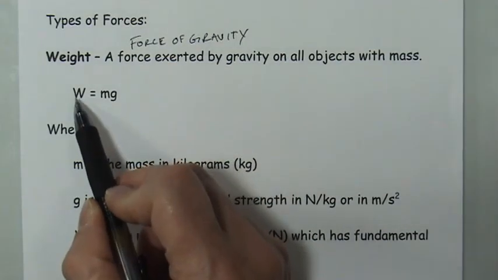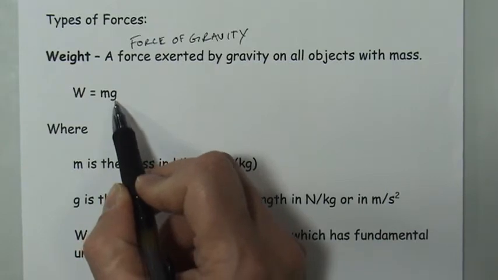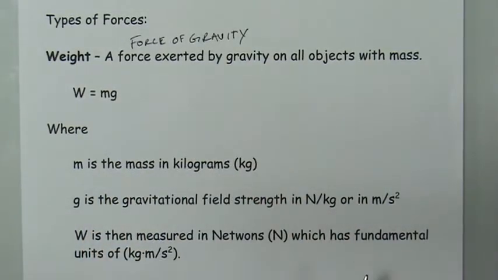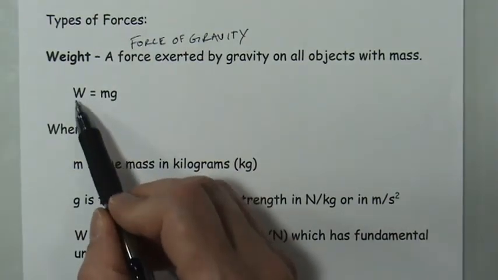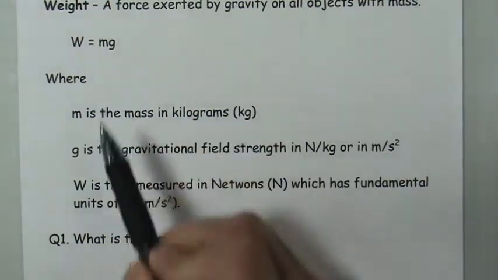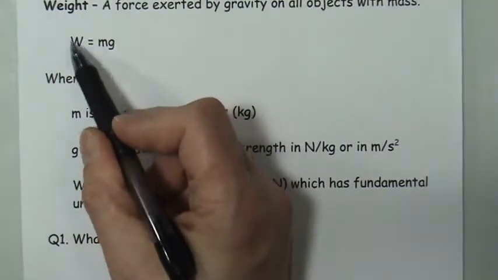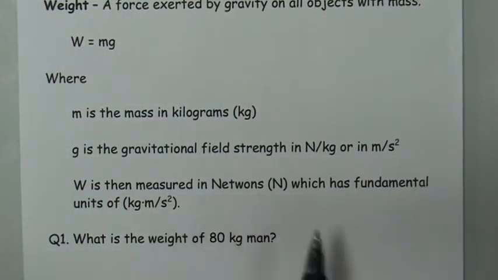So weight, which is a force, is equal to the mass times the acceleration that's caused by gravity, and that of course would be little g. So each of these three variables, W for weight, M for mass, and G for the acceleration of gravity or the gravitational field strength, these three variables produce the first force, which is weight. And we can look at an example of that.